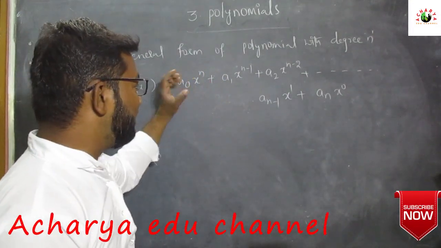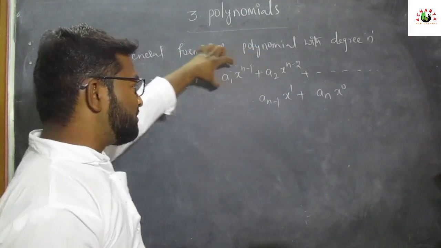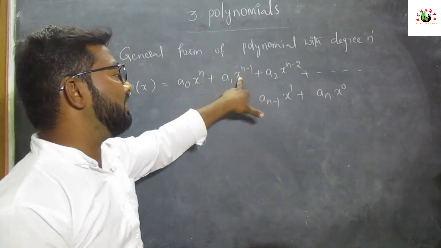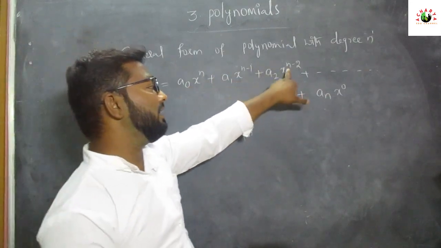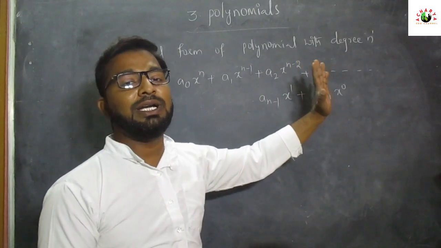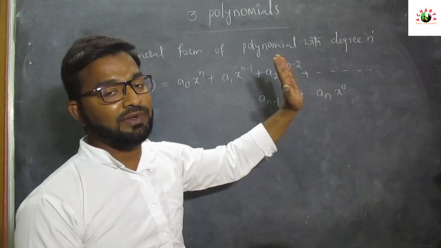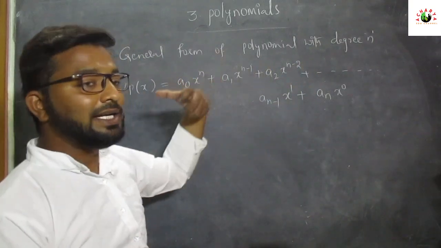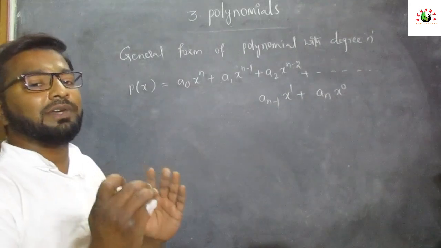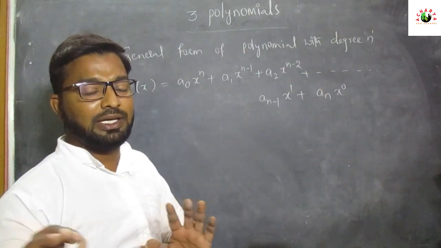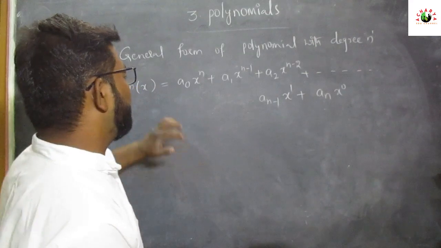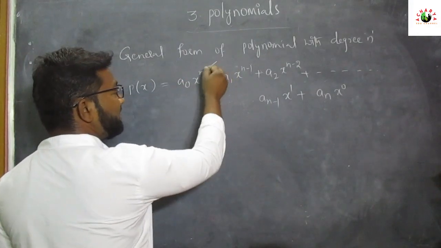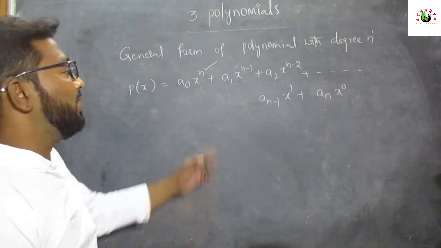Why degree n here? In these terms, we have to check all the terms once. Here the degree of the variable is n, then n minus 1, then n minus 2, like that going on decreasing. Here the powers of the variable are not increasing; they are decreasing. Already we know the highest power of the variable is called the degree. Here a0 x power n has the highest power. So what is the degree here? n. The degree of this polynomial is n.